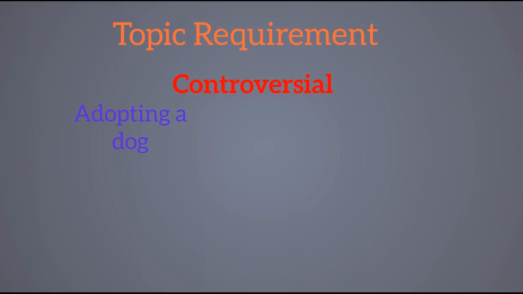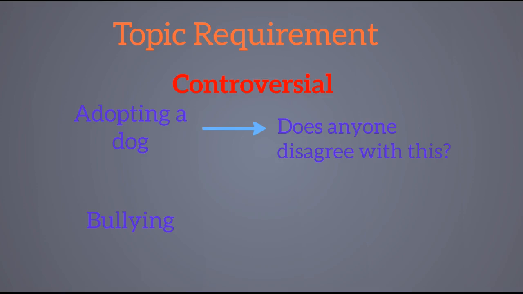So if you wanted to do a speech on adopting a dog, most people agree with this, right? They may not be able to adopt a dog themselves, but they're going to agree in essence with the value of that choice. So if no one disagrees with this, what's the point of talking about it? Same thing with bullying, right? I have a lot of students who want to do a speech on bullying.